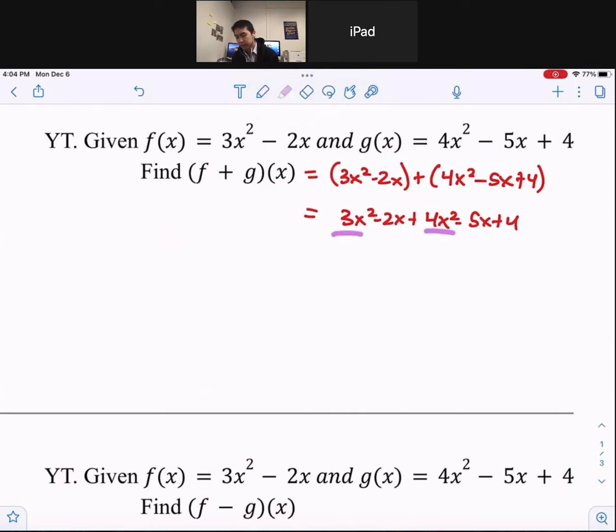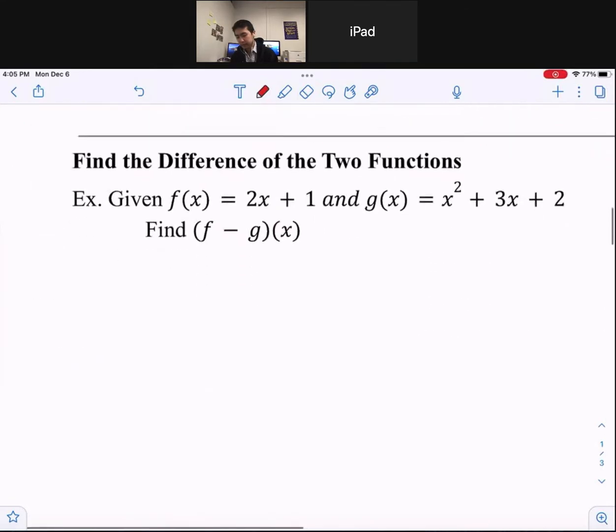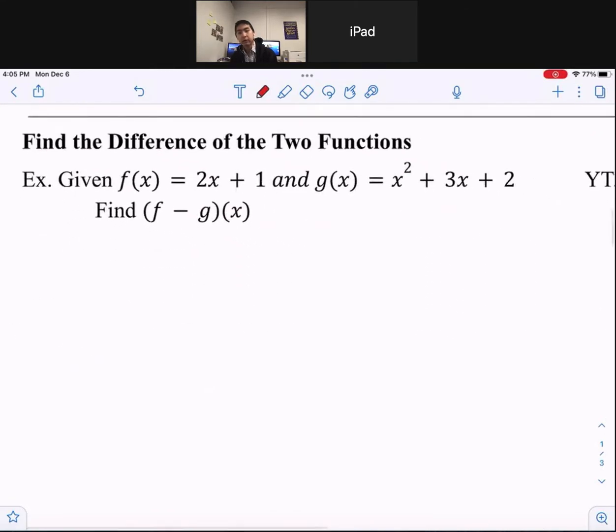The second power is combined, the first powers of x combined, and we got this lone constant term. So purple first, 3 plus 4, 7x squared. Green first, negative 2 minus 5 is negative 7x, and then lastly the blue. Okay, so there's that.